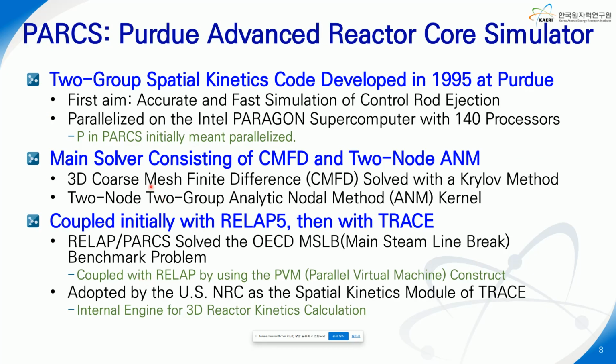The PARCS code, which I wrote when I was a graduate student at Purdue University back in 1995, was a typical conventional reactor simulation code based on these approximations and simplifications. Even though the code was based on the two-group neutron diffusion equation, which is a very simple one, I had to work very hard to develop fast yet accurate solution method.